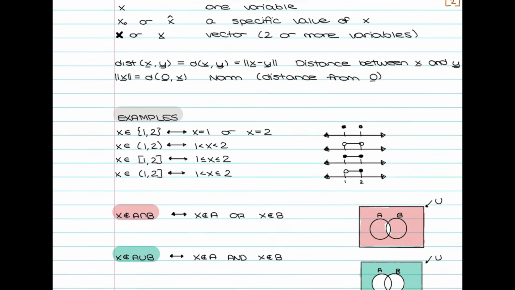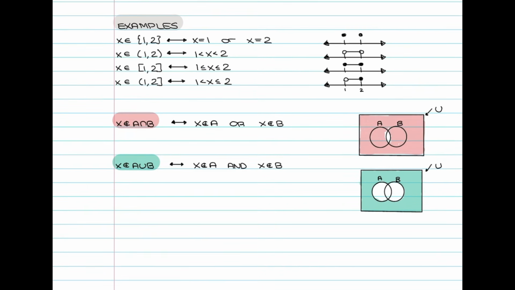And then two more things related to intersection and union. Here we have the x does not belong to the intersection. So visually, if the intersection is the middle part, then we will be taking everything outside. So this is the intersection, and what we're looking for is actually everything outside. This is equivalent to saying that x does not belong to A, or x does not belong to B.